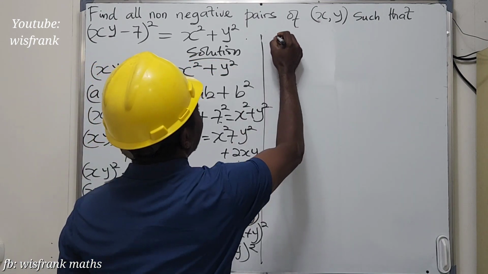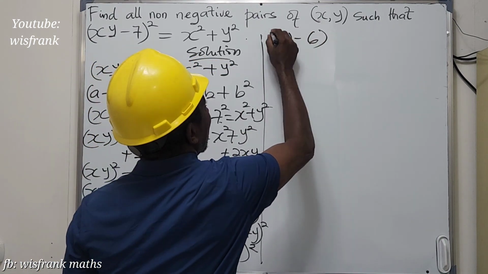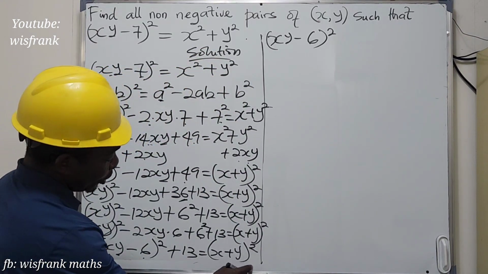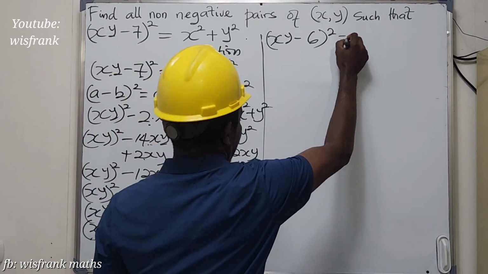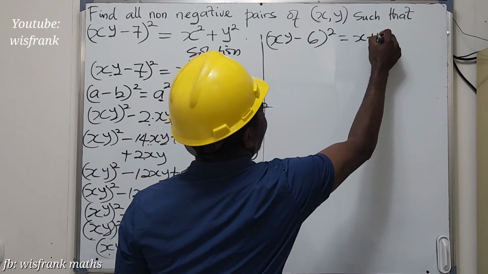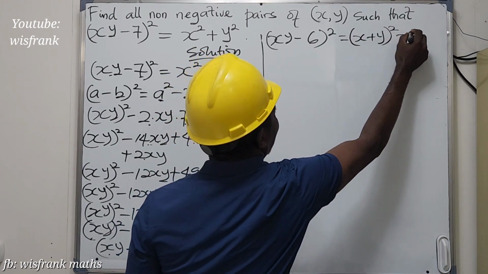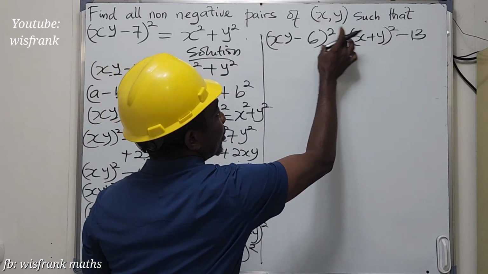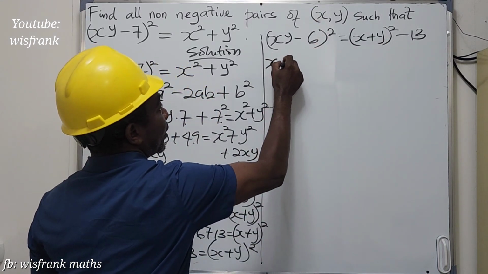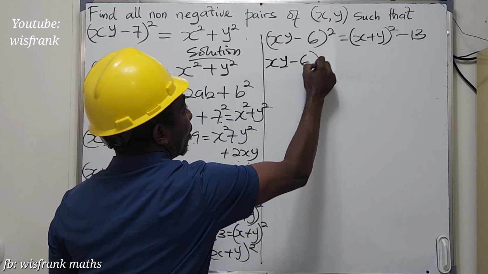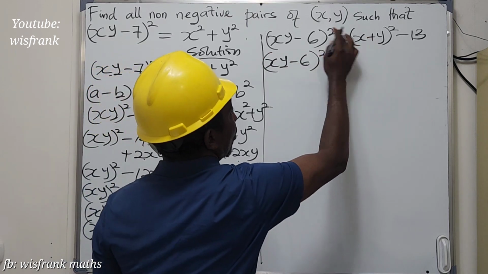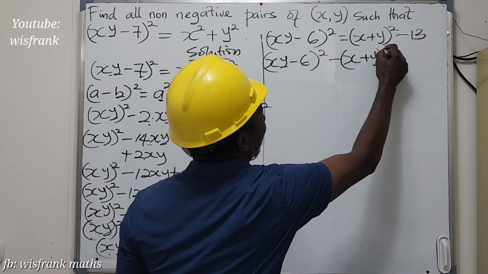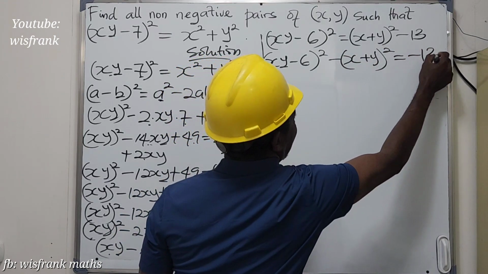As we said, we have (xy minus 6) all to the power of 2. Then here, this 13 can be transposed to the other side. So we have equals (x plus y) all to the power of 2 minus 13. So here, we can transpose this to the other side too. So we have (xy minus 6) all to the power of 2, when this comes here, it will come minus (x plus y) all to the power of 2 equals minus 13.